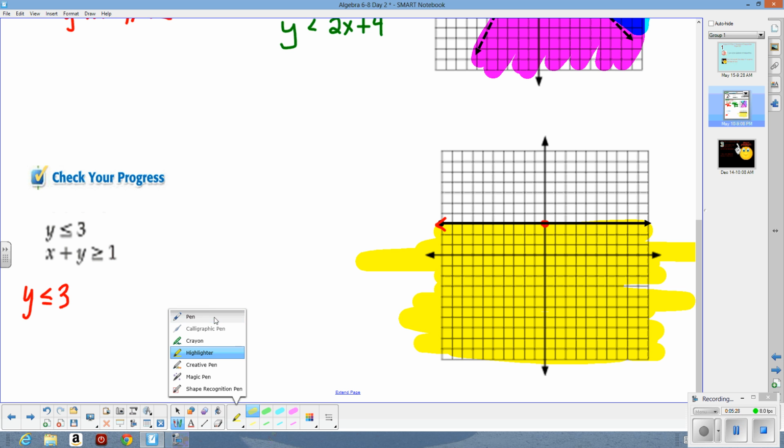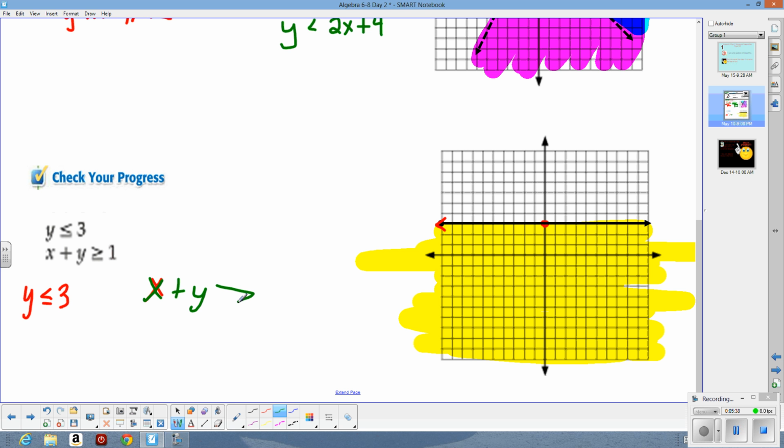Now let's go ahead and graph the second inequality. x plus y is greater than or equal to 1. Put it in slope-intercept form by moving the x to the other side. y is greater than or equal to negative x plus 1. So our y-intercept is 1. And the slope is negative 1. So we're going to go down 1 and to the right 1. This time it's going to be a solid line as well, because it can equal the points on the boundary line.